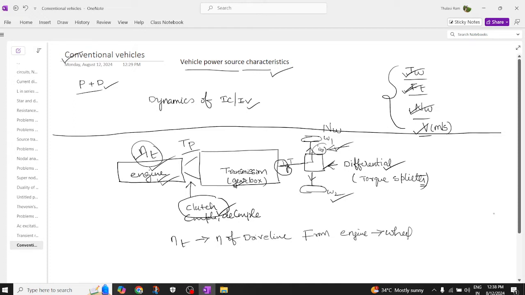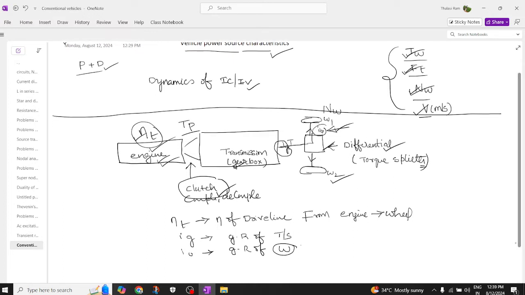And next term, IG. What is IG? IG is nothing but the gear ratio of the transmission, where I naught we are going to call the gear ratio of the final drive, which is nothing but the gear ratio at the final drive or at the wheels. So it requires some gears to convert from transmission to the wheels. It's called I naught, and where TP is nothing but a torque output.